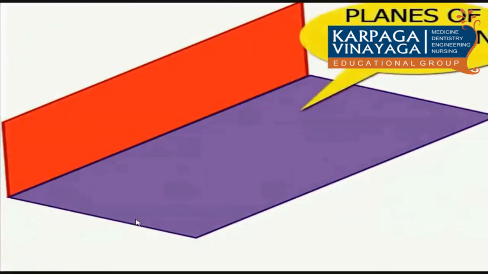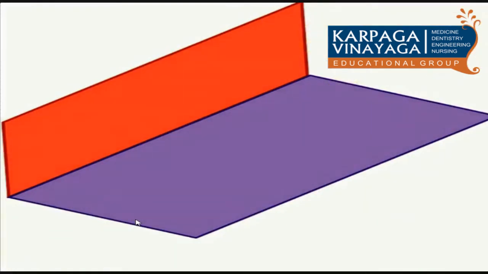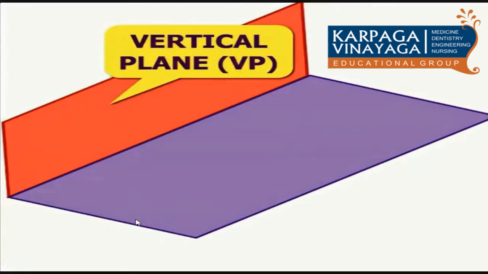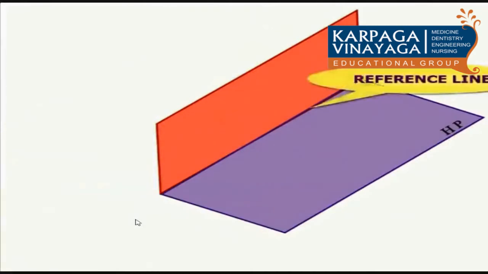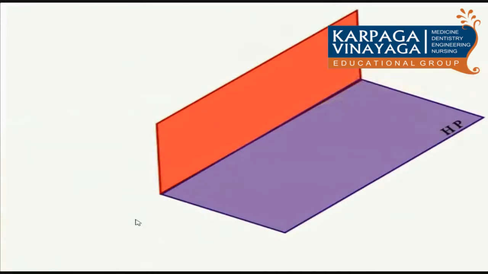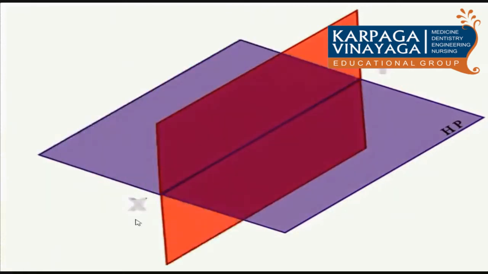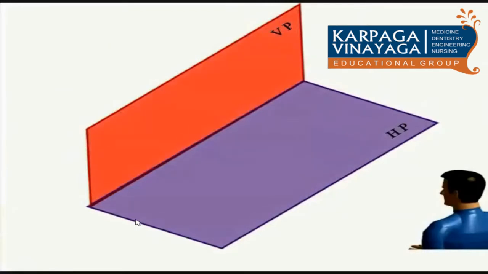This is the plane of projection. There are two planes: one is the vertical plane VP, and the other is the horizontal plane HP. When both planes intersect, they form a reference line named XY. The planes are projected in opposite directions. They form the first quadrant, second quadrant, third quadrant, and fourth quadrant. Let's see the first quadrant. The object is kept in the first quadrant.